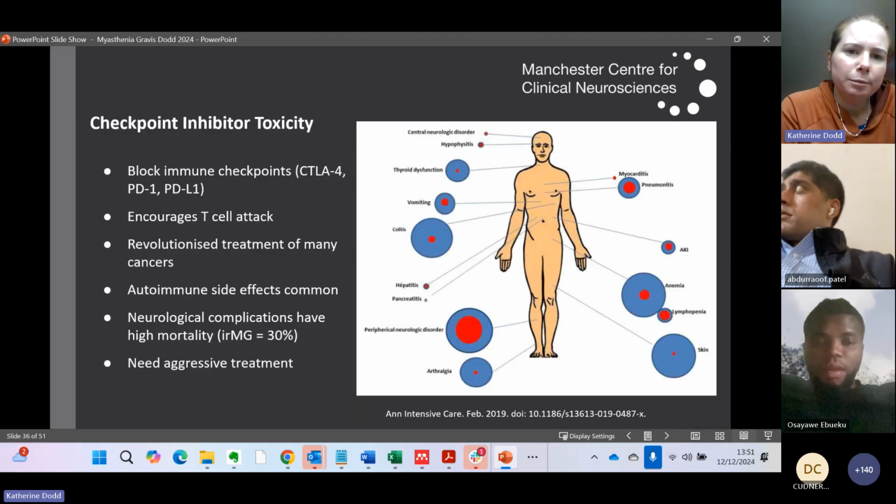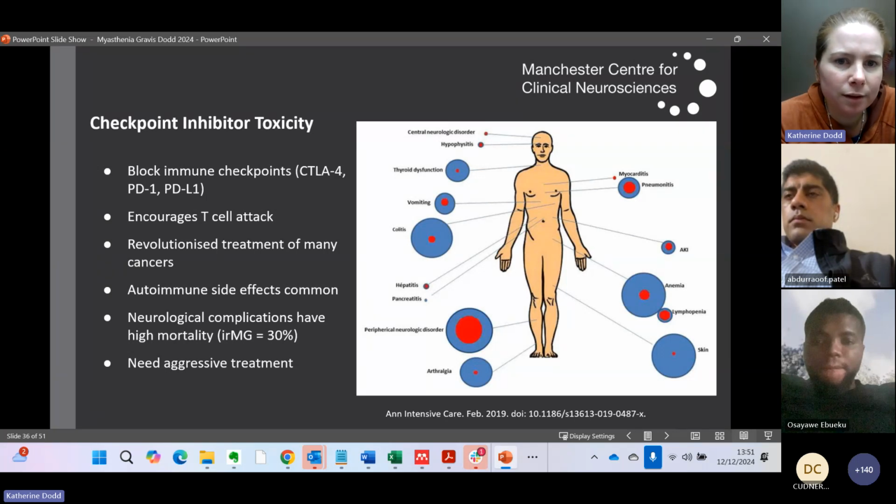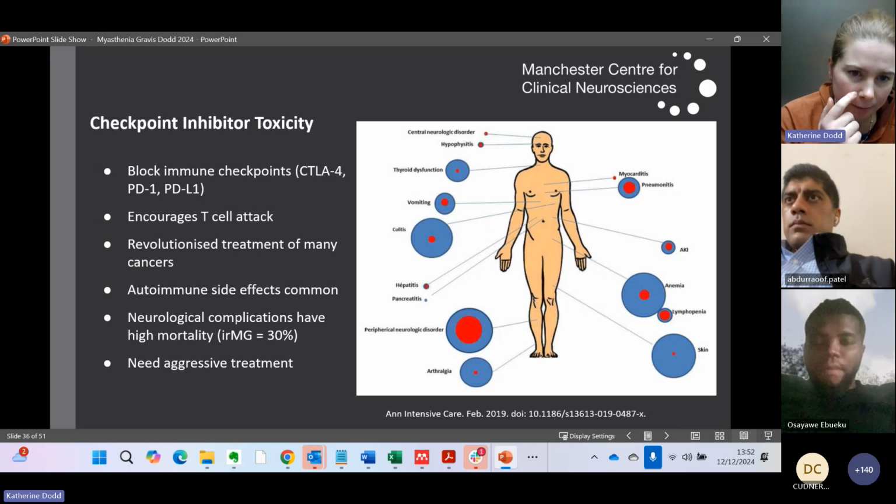So this checkpoint inhibitor toxicity is really severe. You're blocking the immune checkpoints, either CTLA4, PD1 or PDL1, to get this T-cell attack of the cancer, but you often get autoimmune side effects. In neurological complications, the mortality is really high. In the initial case series of immune checkpoint related myasthenia, the mortality is sort of 30 to 50%. We found more recently that by being really aggressive with treatment, the mortality is probably lower than that, if you recognise the symptoms really early and treat them really aggressively.